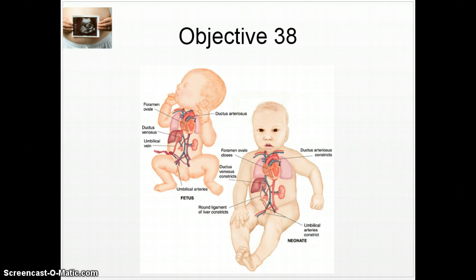Again, here's just another picture representing the difference between fetal circulation and neonatal circulation. Again, the ductus venosus, the foramen ovale, and the ductus arteriosus. When the cord is clamped, the ductus venosus constricts, the foramen ovale closes, and the ductus arteriosus constricts, because now we do need oxygen going to the lungs because the baby needs to oxygenate its blood itself.